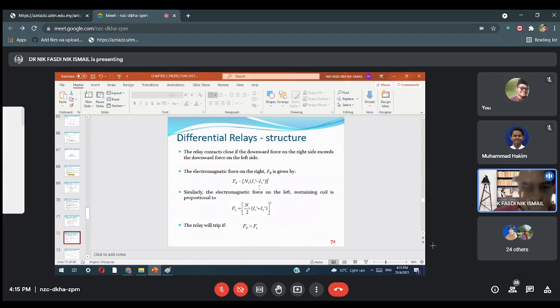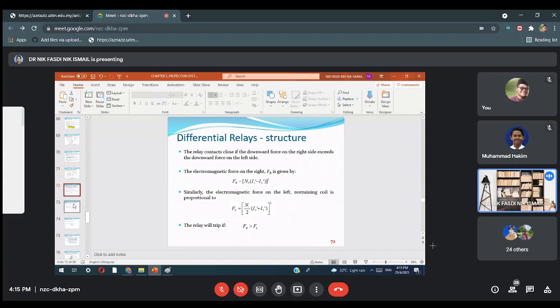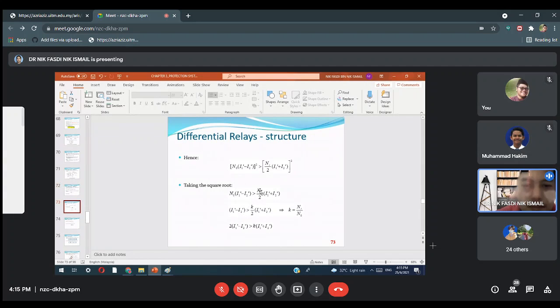Okay. The electromagnetic force on the right, Fr, is given by this formula, right? And similarly, the electromagnetic force on the left restraining coil is proportional to this formula. And the relay will trip if Fr is greater than Fl. But how do we make Fr greater than Fl? This has to turn on. How does it turn on? If there is a mismatch between the I1 prime and I2 prime, only then will the coil turn on.